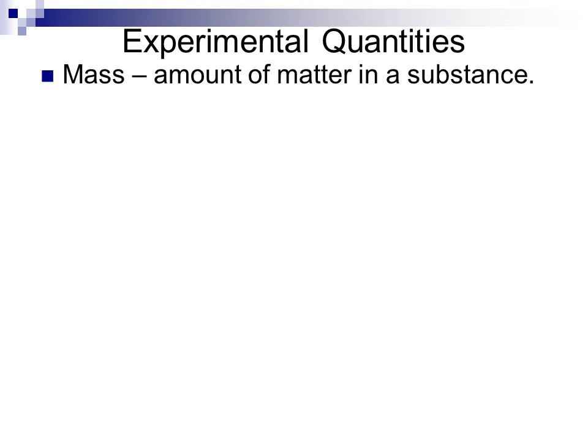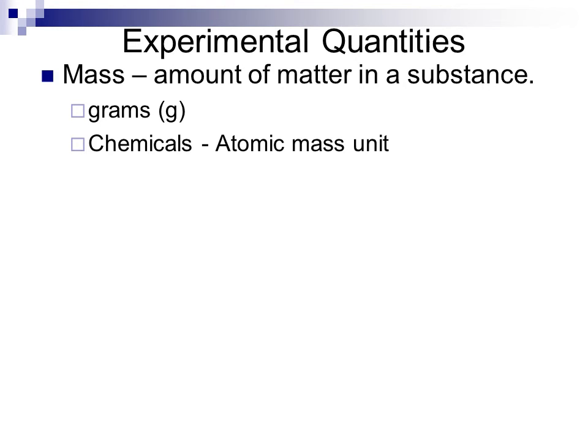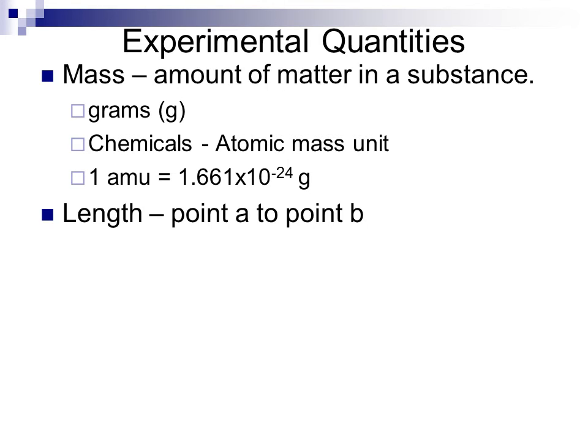Experimental quantities that we measure in chemistry are things like mass. Mass is the amount of matter in a substance. We measure mass in grams generally. But on an atomic scale, a gram is a really, really, really big value. Our atoms are tiny. So we actually use a different measure of mass for our atoms, a measurement called the atomic mass unit. The atomic mass unit reflects 1.661 times 10 to the negative 24 grams.